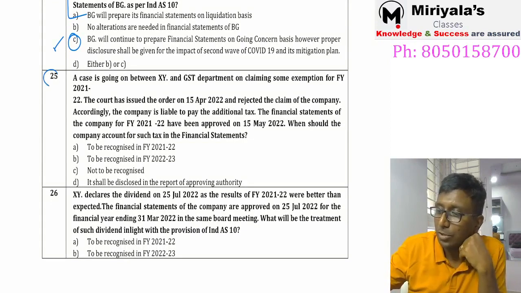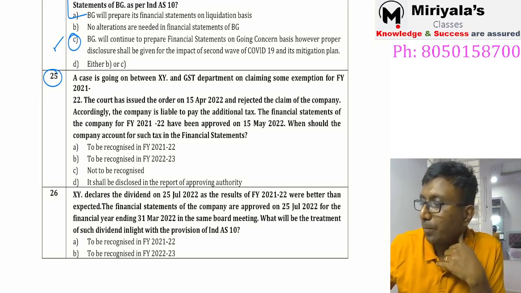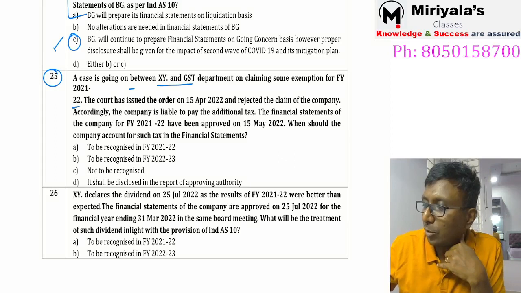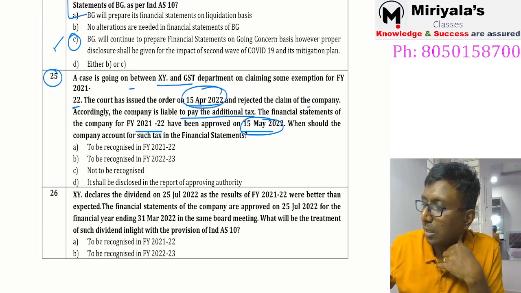Question 25. A case is going on between XY company and the GST department, and the company is claiming some exemption for the 2021-22 financial year. The court has issued an order on 15th April rejecting the claim of the company. Accordingly, the company is liable to pay the additional tax. The financial statements of the company had been approved by 15th May. That means the judgment has come before 15th May. When should the company account for this tax provision?